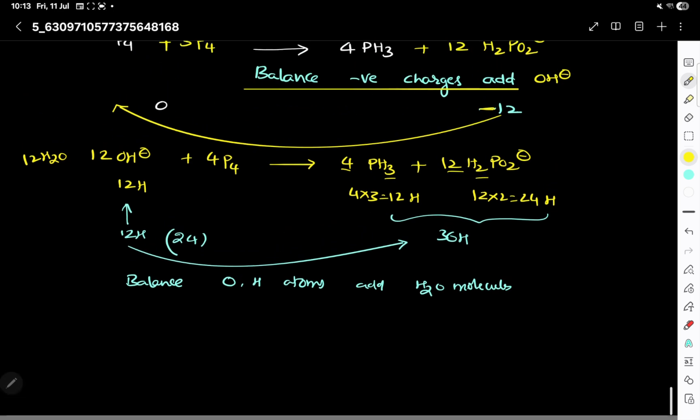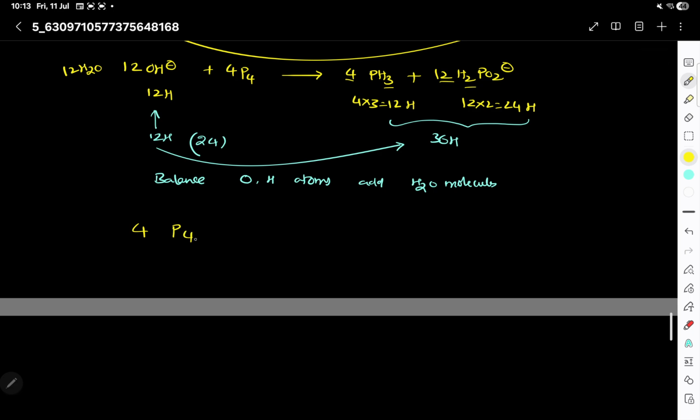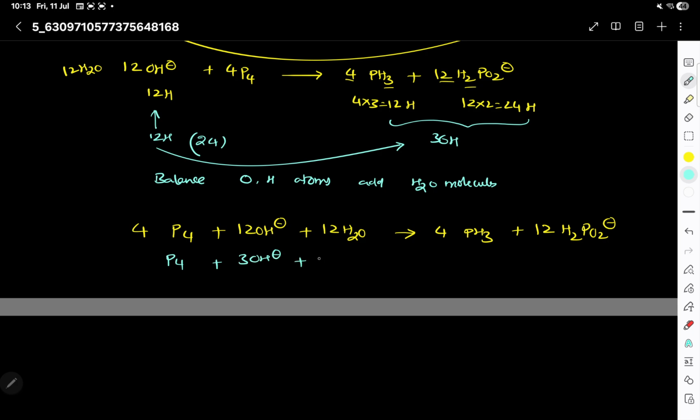Okay, students, this is the final equation. What is the final equation? 4 P4 plus 12 OH minus plus 12 water molecules gives rise to 4 PH3 plus 12 H2PO2 minus. In all the cases 4 is common, so dividing by 4: P4 plus 3 OH minus plus 3 H2O gives rise to PH3 plus 3 H2PO2 minus. So this is the equation, students. This is the final balanced equation.